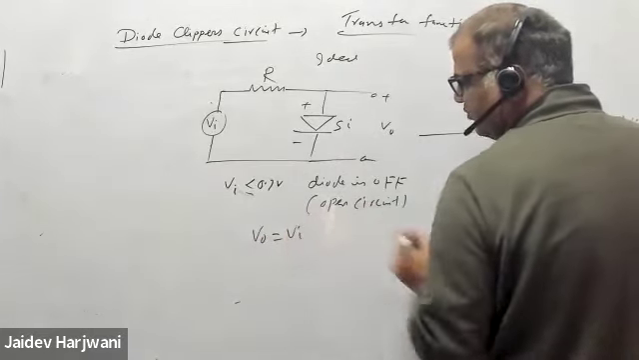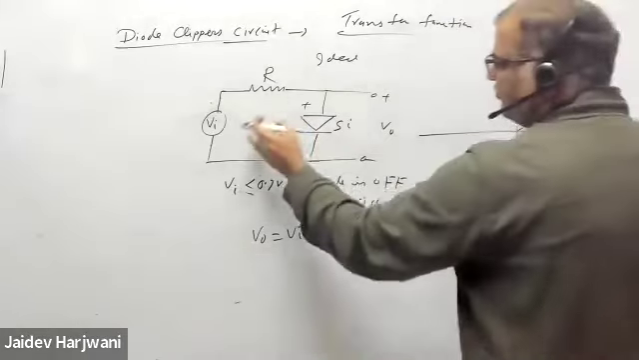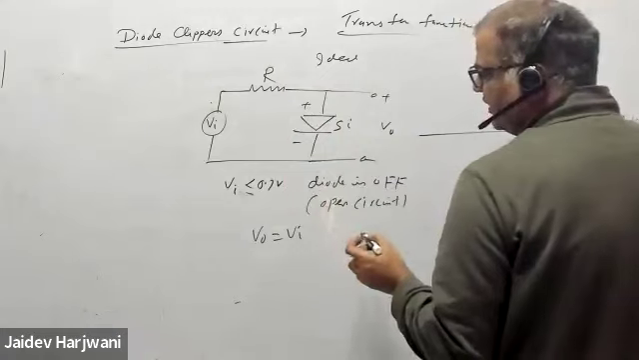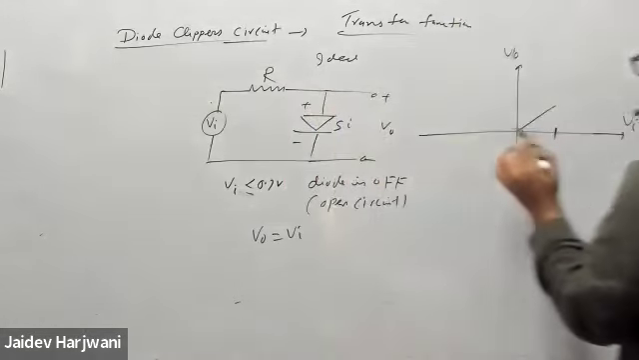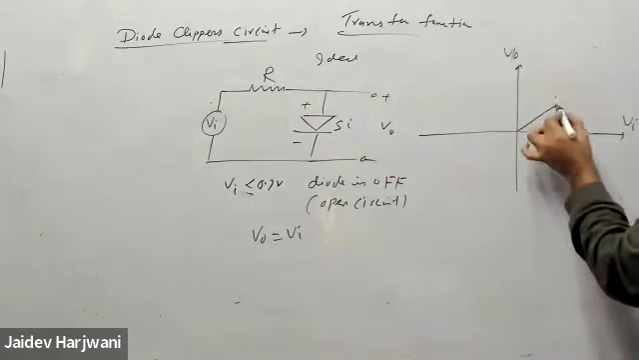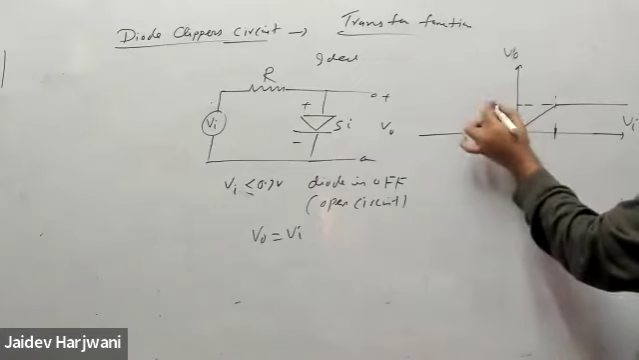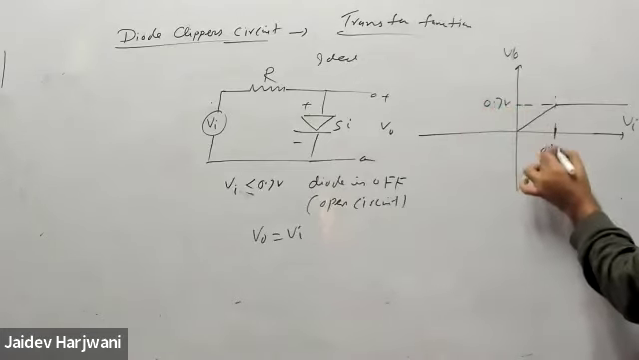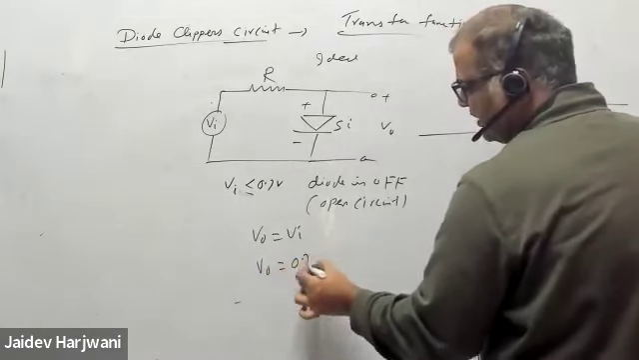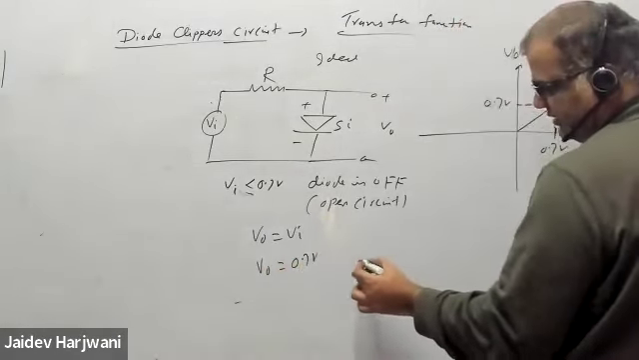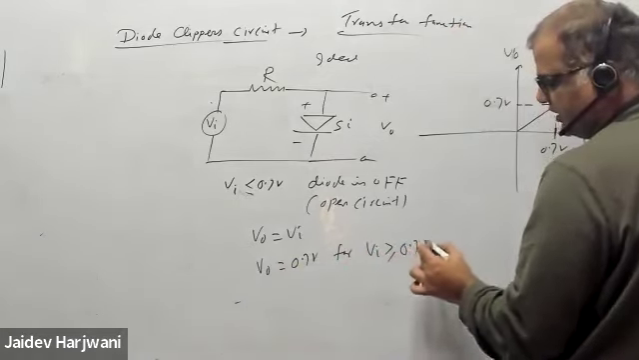exactly like V input. Okay, and once you apply greater than 0.7 volt, what will happen? The diode will become on, and this voltage will become fixed. So after 0.7 volt, this voltage will become fixed at 0.7 volt. That means your V output will be 0.7 volt for V input greater than or equal to 0.7 volt.